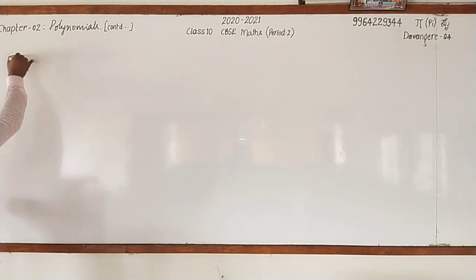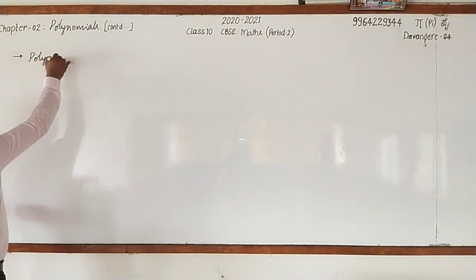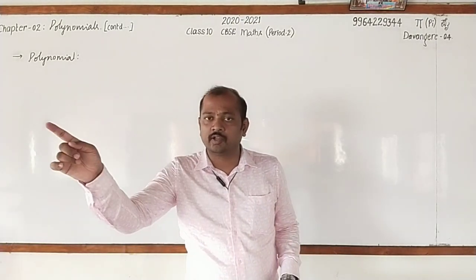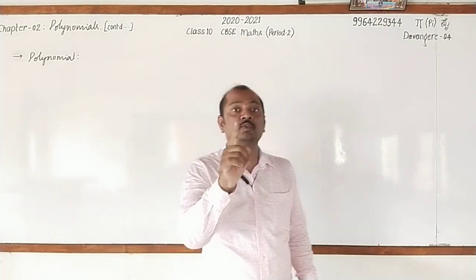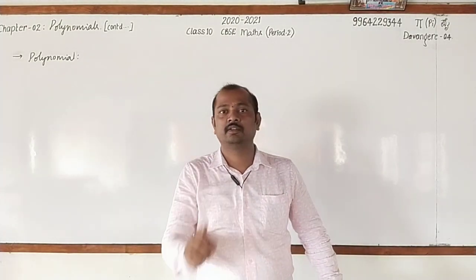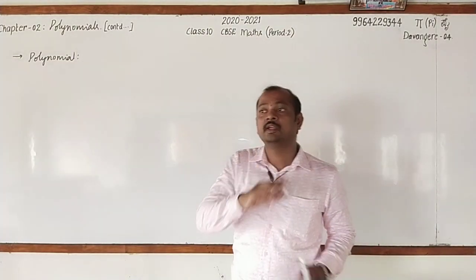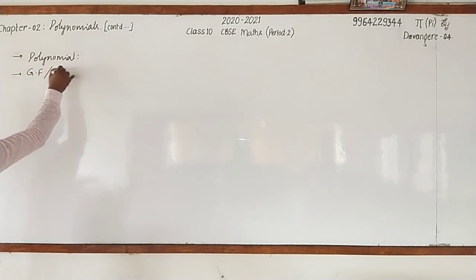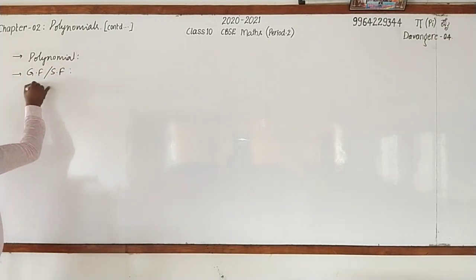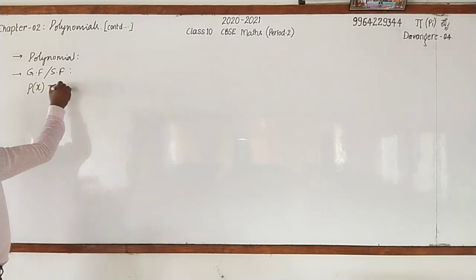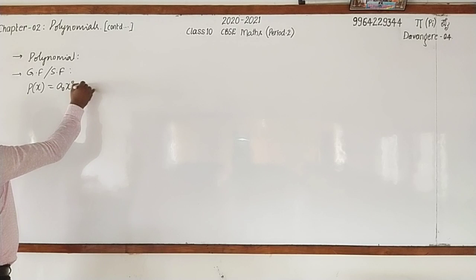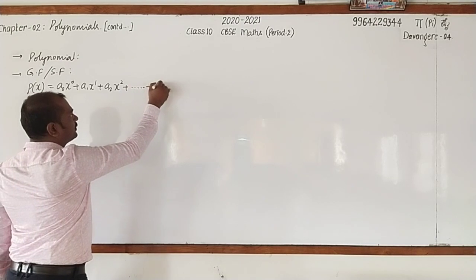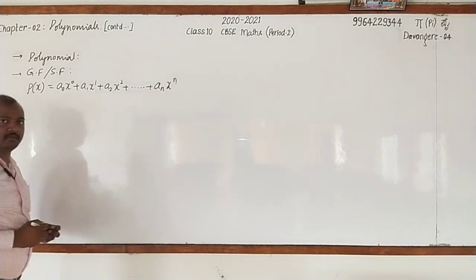The first one was the definition of polynomial. Yes, recall the definition, or you can just tell with me. An algebraic expression involving a variable whose power is a non-negative integer is called a polynomial, right? Then what is its general form or standard form? It can be written as a polynomial in x, that is p of x, equal to a0 x raised to the power 0, plus a1 x raised to the power 1, plus a2 x raised to the power 2, and so on, plus an x raised to the power n.